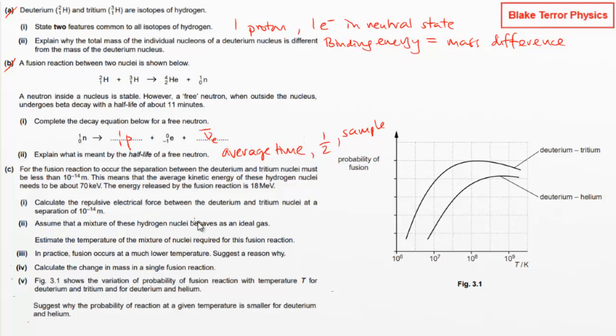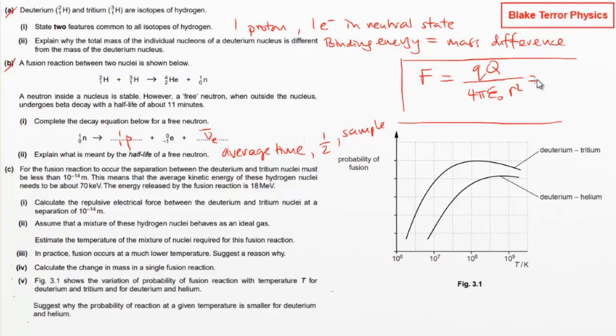Calculate the repulsive electrical force between the deuterium and tritium nuclei at that separation. This is something I haven't actually covered in my videos yet, but if you've been looking at electrical forces, then you'll know it's the product of the charges divided by 4 pi epsilon 0 r squared. So we're going to have 1.6 times 10 to the minus 19, squared, on the top because they've both got a single proton. That's 2.56 times 10 to the minus 38, divided by 4 pi times the permittivity of free space, which is 8.85 times 10 to the minus 12, multiplied by r squared, which is 10 to the minus 28.